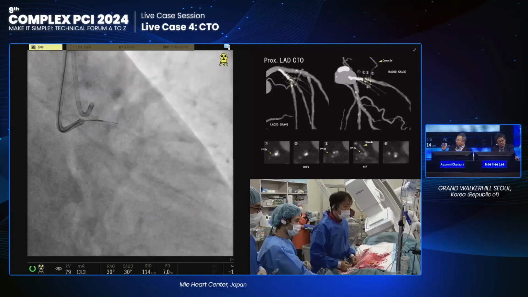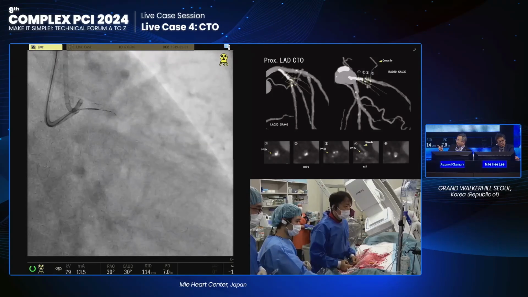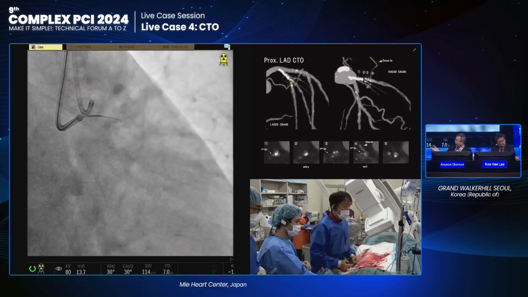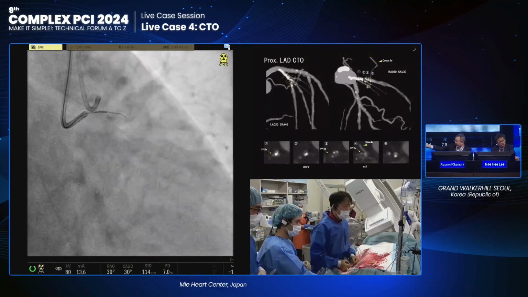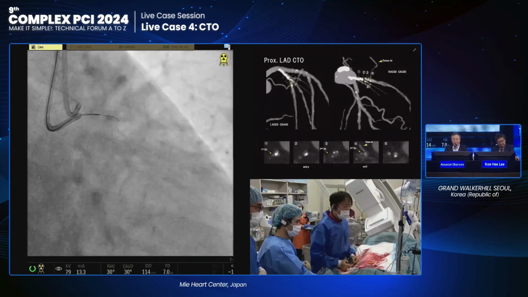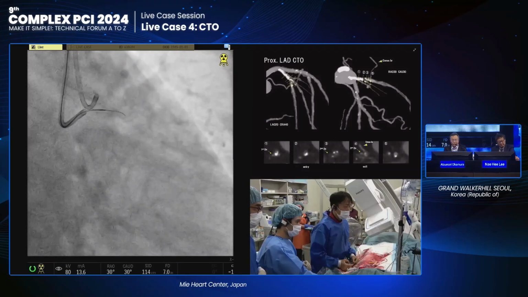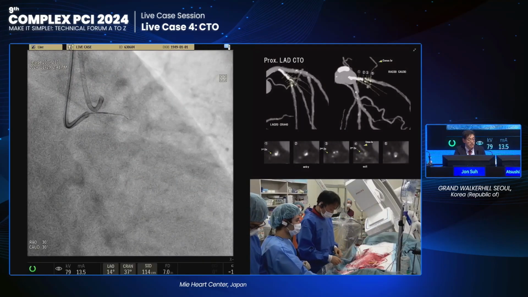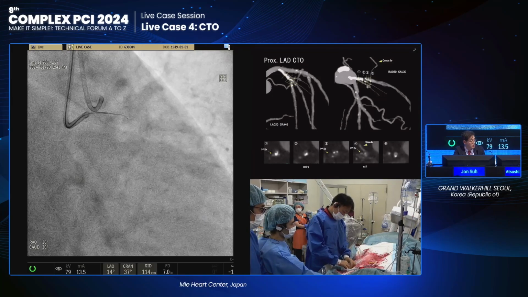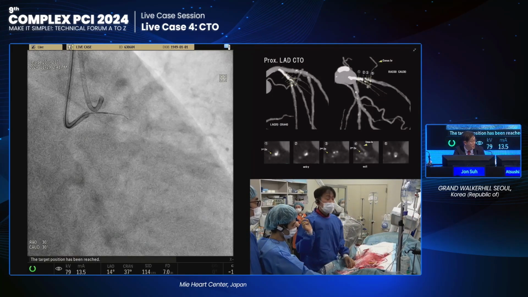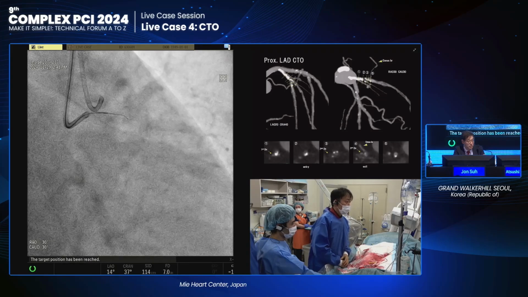If the antegrade approach fails, which strategy will you select next? First we can try the antegrade approach. If it is impossible or very difficult, we can change to the retrograde approach via the alveolar branch collateral.